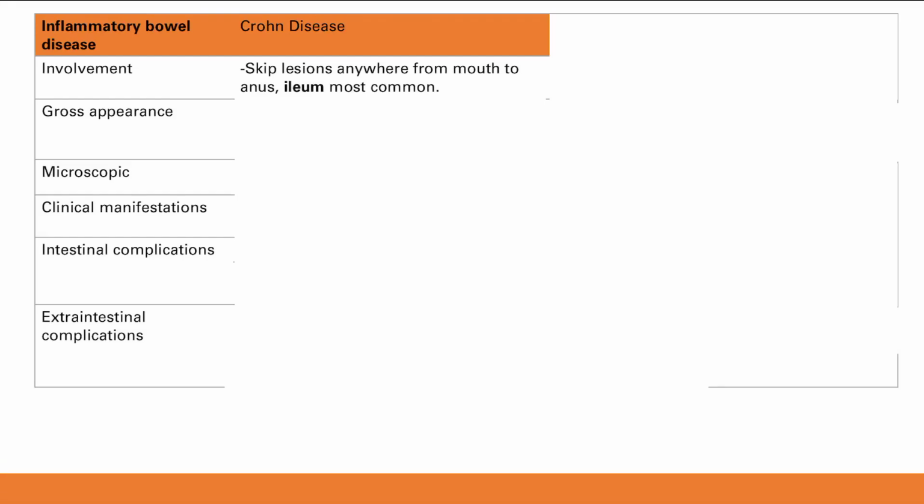Okay, more small intestine pathology. This is inflammatory bowel disease, a very high yield topic. You're going to get tested on this all the time. There are two of them: Crohn's disease and ulcerative colitis. Let's talk about Crohn's disease first.